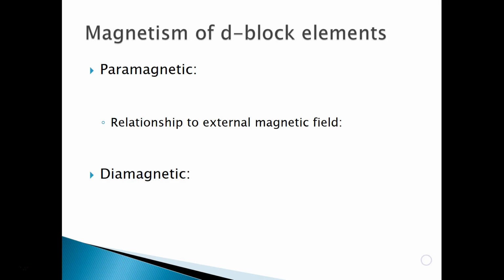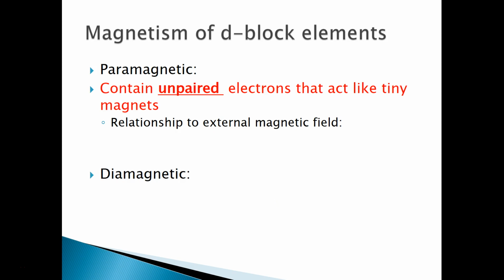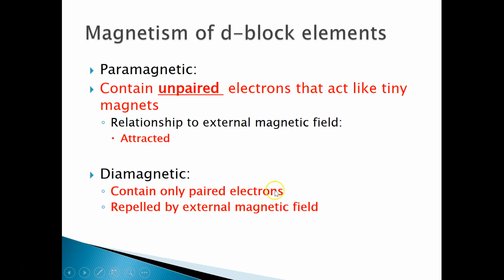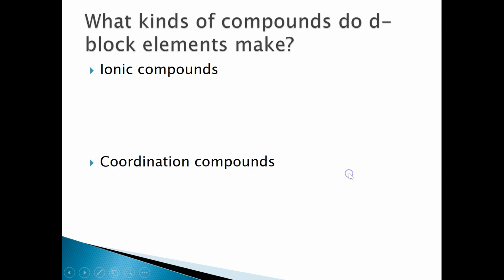Okay, so magnetism. There are 2 different kinds of magnetism that we see in d-block elements, paramagnetic and diamagnetic. Paramagnetic elements contain unpaired electrons, and those unpaired electrons act as tiny little magnets. That means their relationship with an external magnetic field will be one of attraction. And diamagnetic elements contain only paired electrons, so they will be repelled by an external magnetic field.